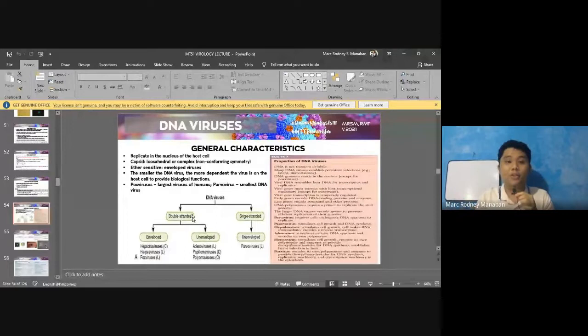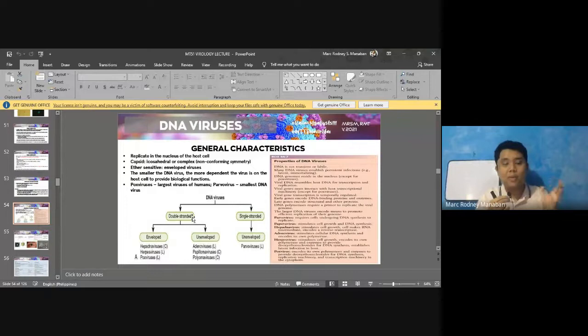Alright. Now again, the replication of DNA viruses is in the nucleus of the cell, except for, again, pox viruses. Pox viruses replicate in the cytoplasm. Now, the capsid may be icosahedral, helical, or complex, meaning non-conforming. Meaning, it's not helical and not icosahedral. It can assume different shapes. Now, the ether-sensitive viruses, of course, are the enveloped viruses. Because again, remember that the envelope of enveloped viruses is usually made up of phospholipids, or comes from the cell membrane of your host cell. And remember that your cell membrane consists of fats, right?